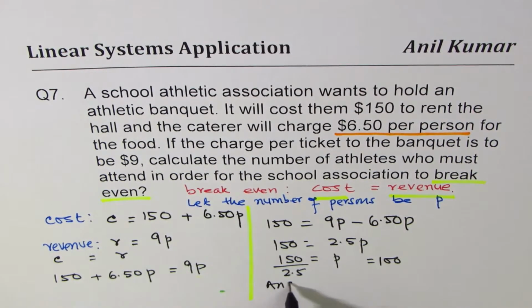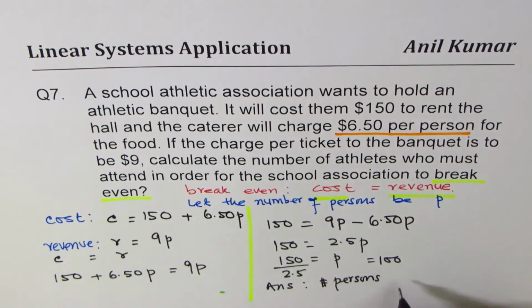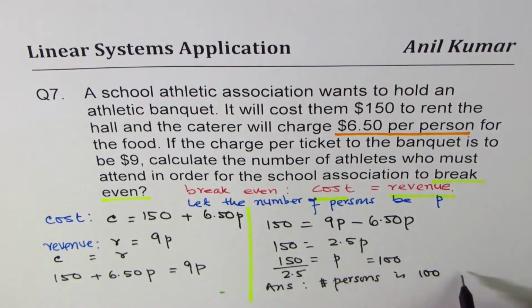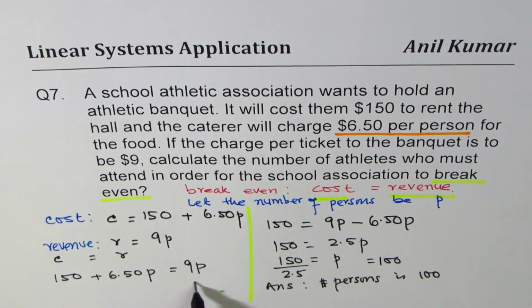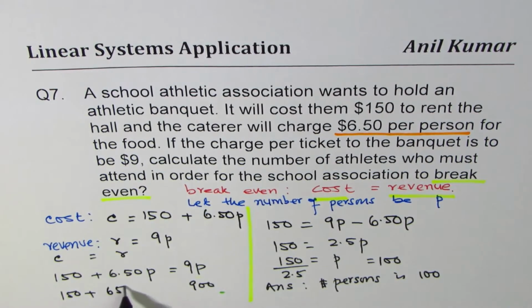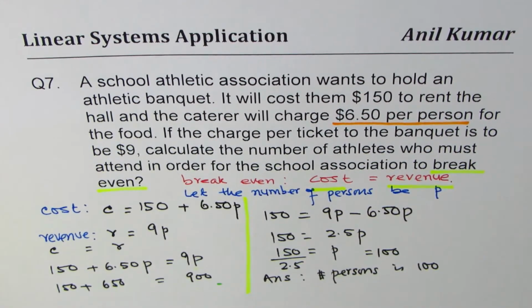So the answer here is number of persons minimum, right, is 100 for break even. Do you see that? You can always check your answer, right? So if I do 100 here, P equals 100, I get 900. You see, 9 times 100. And here I get 150 plus 6.50 times 100, moves decimal. And that is also 900. They are equal. So the answer is correct. Is it okay? So that is how you could actually do such questions.